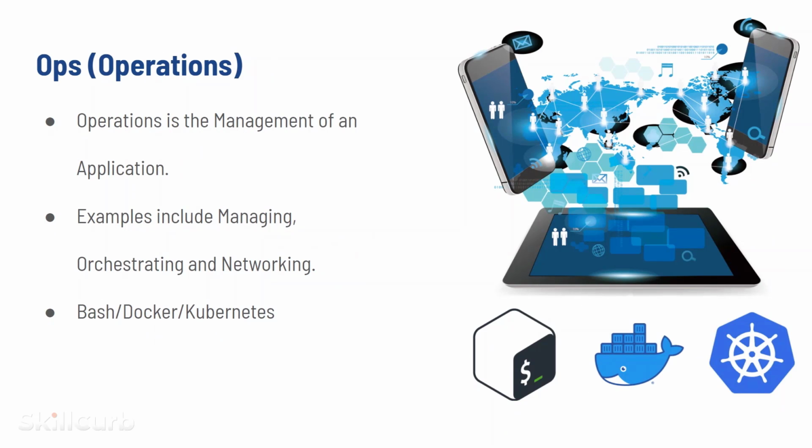Ops or operations refers to the operation and managing of an application, which includes deploying, orchestrating, networking, and any other things that are required to keep the application up and running. You can create and run operational scripts using scripting languages like Bash. You can also use networking software made for a specific task. In this case, you can use Docker and Kubernetes for creating and managing containers.